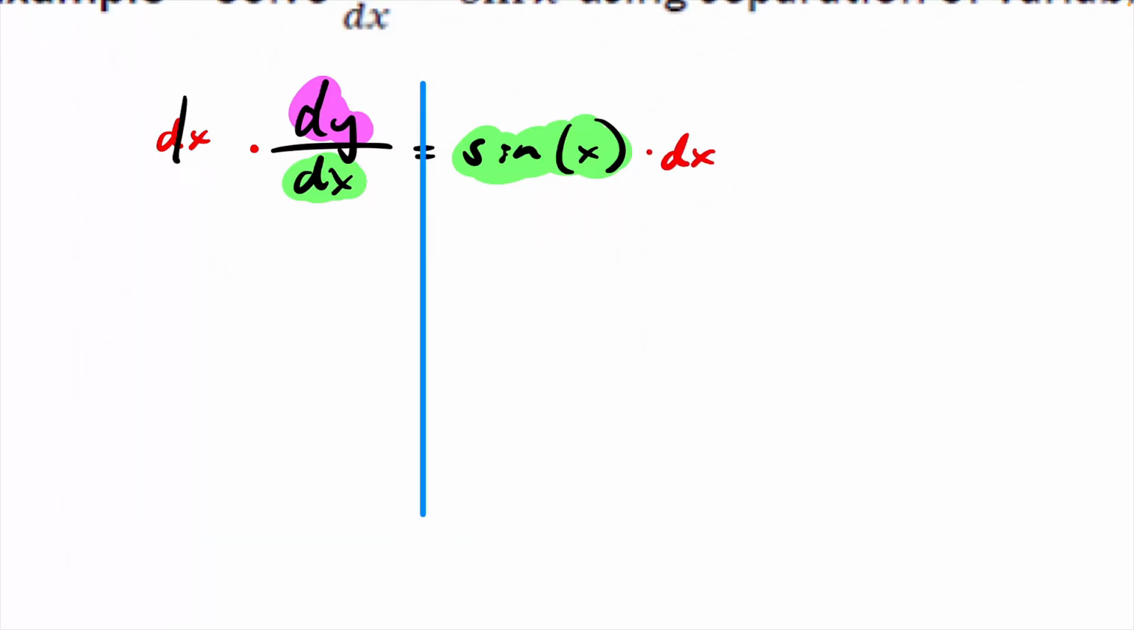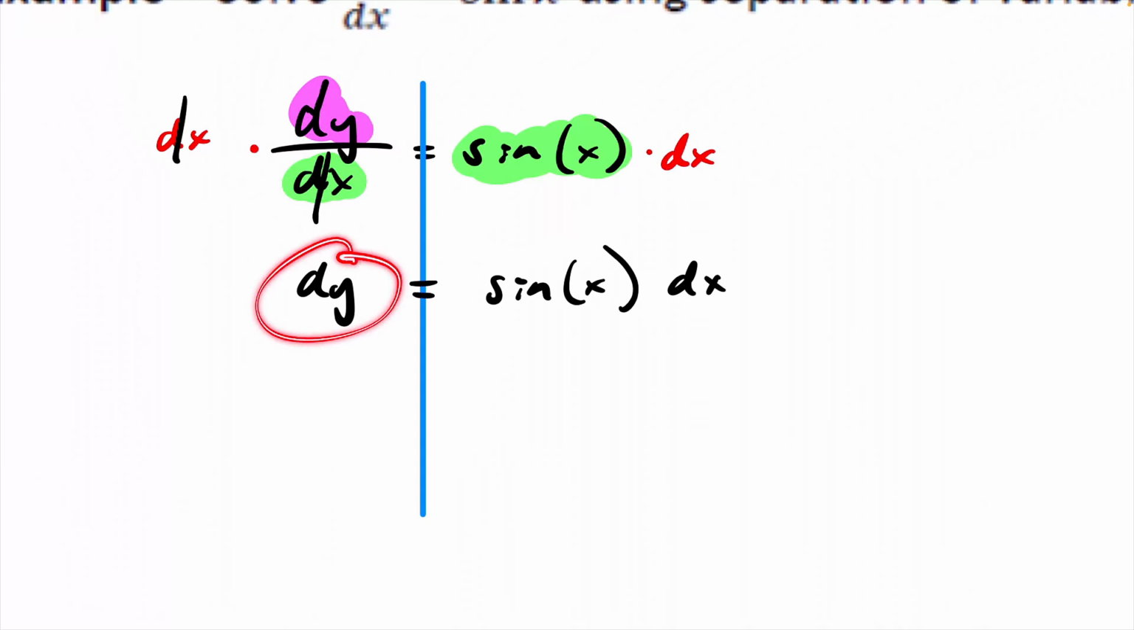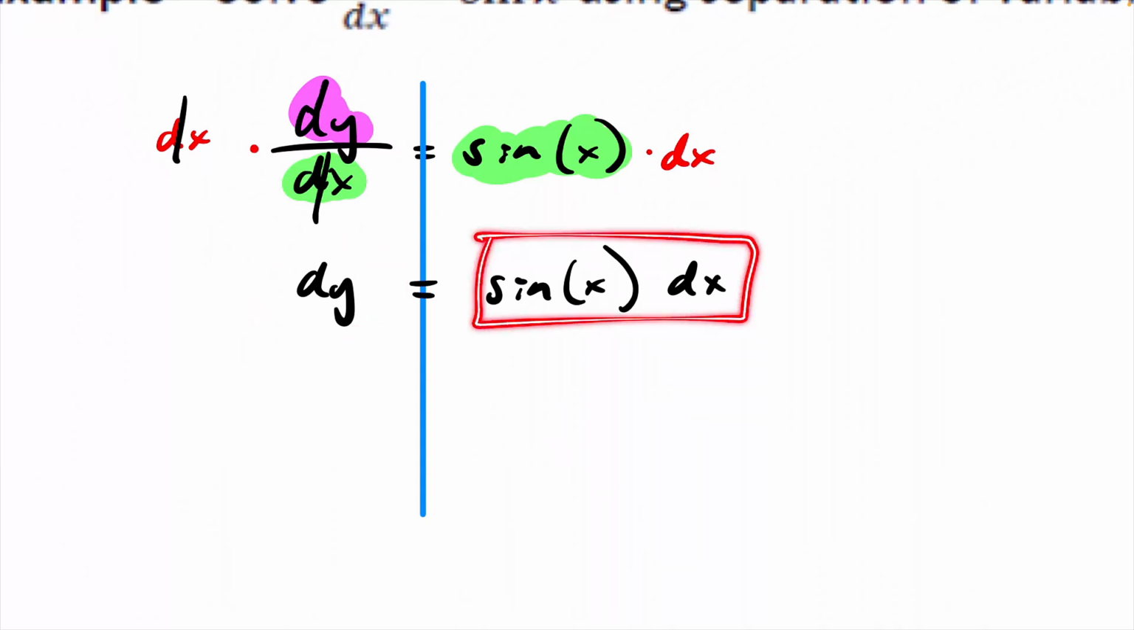Dx divided by dx just makes a 1. So I get dy equals sine of x times dx, or just dx. You can put the times if you want. Step 1's done. Everything with a y is to the left of the blue line. Everything with an x is to the right. That's step 1.